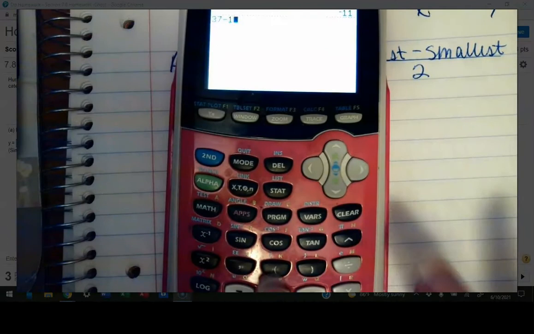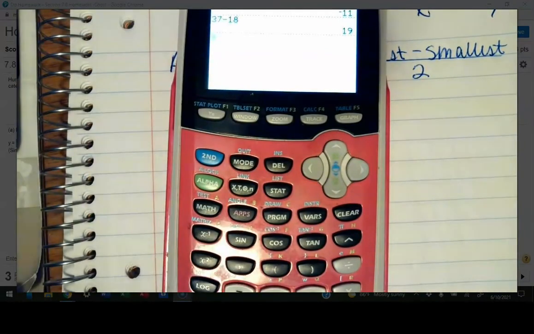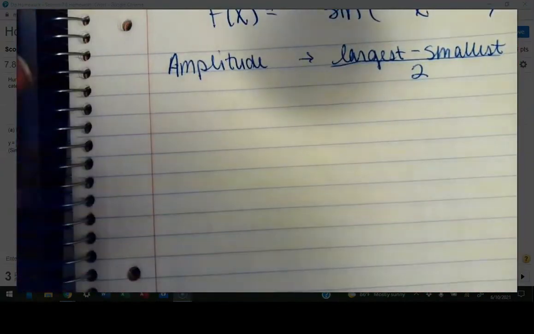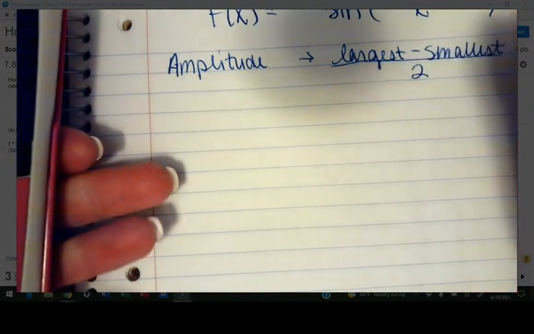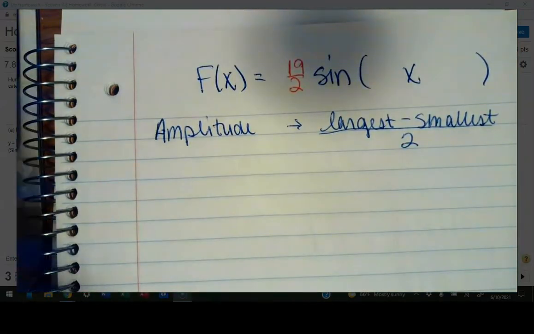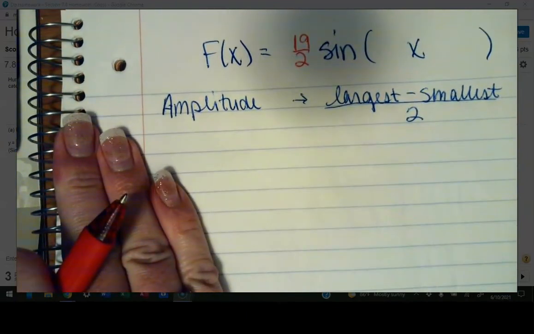So 37 minus 18 is going to give me 19, and that's going to be over 2. So my amplitude is going to be 19 over 2. That is your amplitude. Well, now I need to know the period of the function.